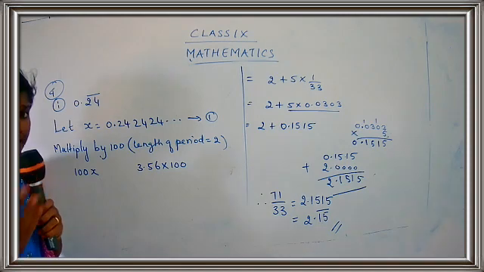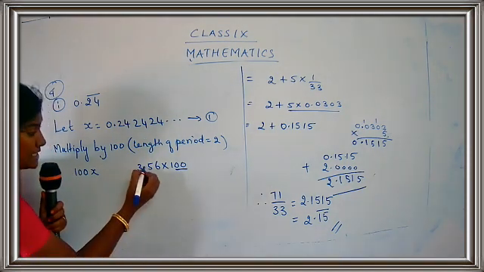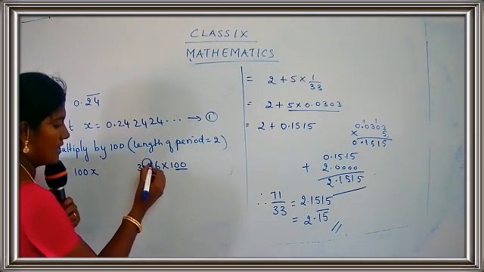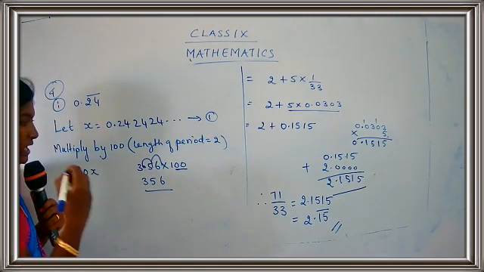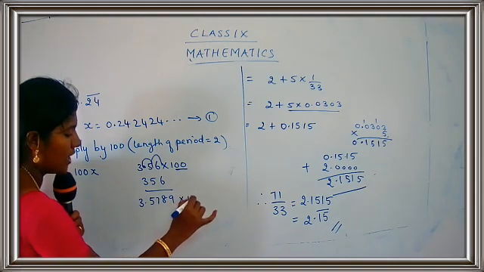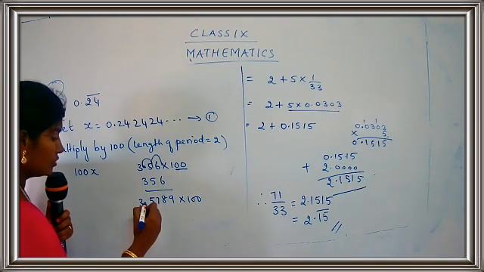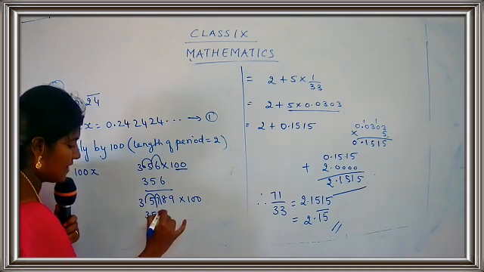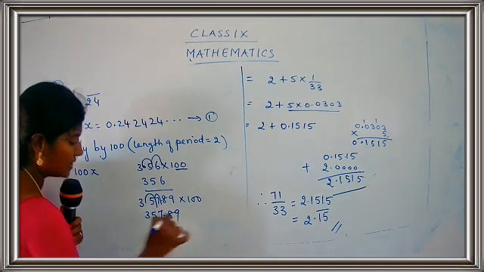Shall we talk about the decimal point? How many zeros are there? 2. The decimal point will go 2 places to the right. So 1, 2. So what is the answer? 356. If you have 3.5789 into 100, how many places is the decimal point going to move? 2. So 1, 2. So 3, 5, 7, the decimal point is coming here. So this is 357.89. So what is the answer?